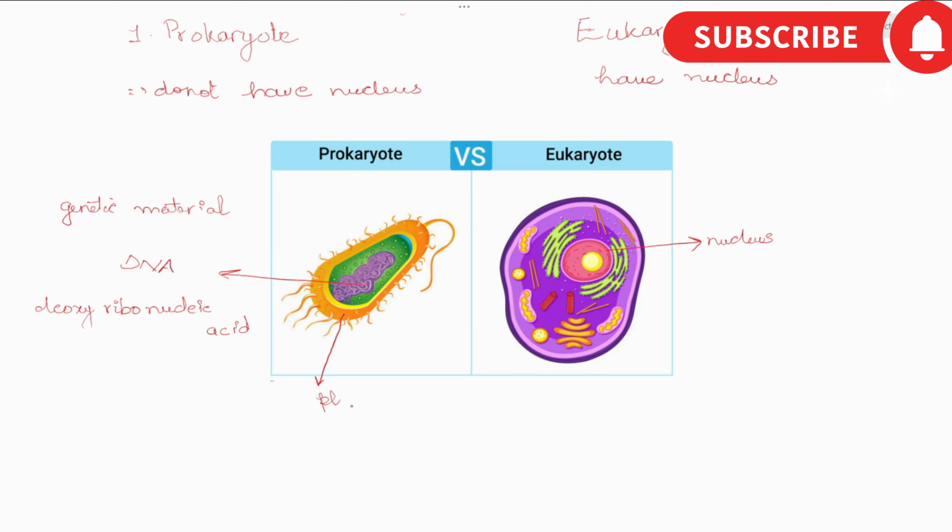Plasma membrane. What else do they have? Look at this diagram. Here is a tail-like thing present. This is called flagella, but it is present in very few organisms, not all prokaryotes. Only a few prokaryotes have this flagella. Okay, then what else do they have? There is a liquid inside the cell, and this liquid is known as cytoplasm.